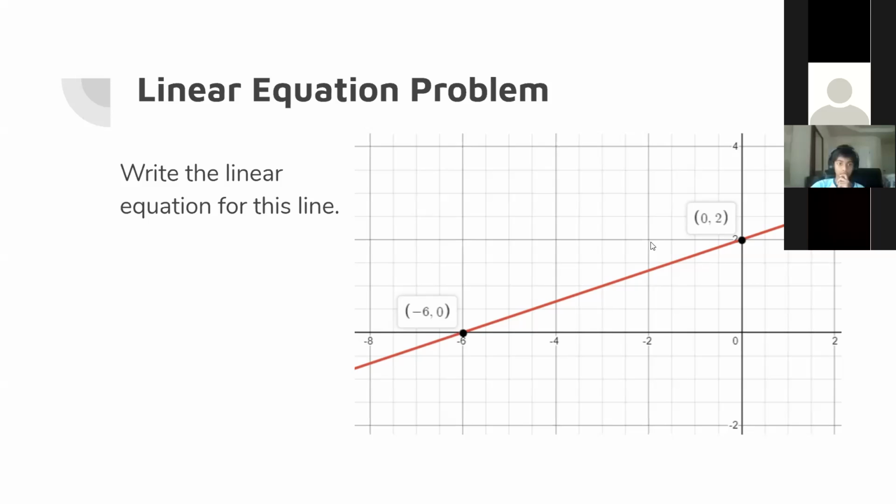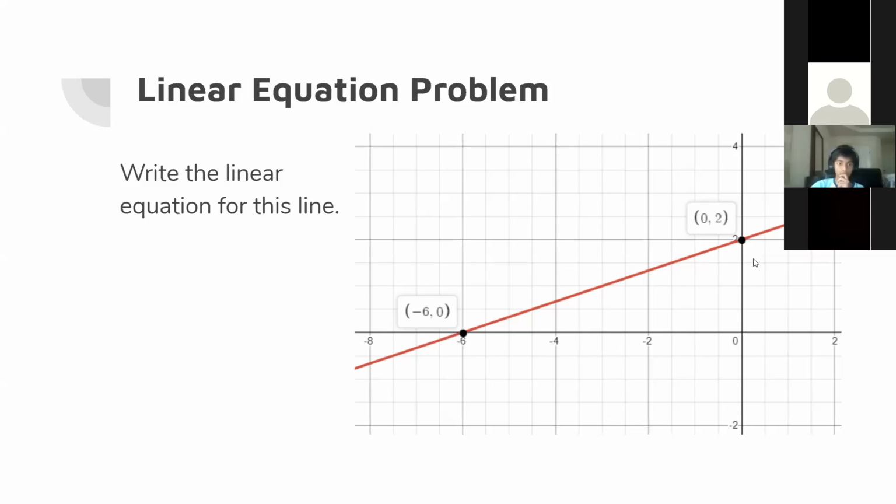Amy, do you want to go over how to solve this problem? Sure. So going back to the slope-intercept form, we have to find our m first, right? Our slope. Our slope is always rise over run. From the 0, 0 point, our y-intercept is at 0, 2, and then our x-intercept is at negative 6, 0.